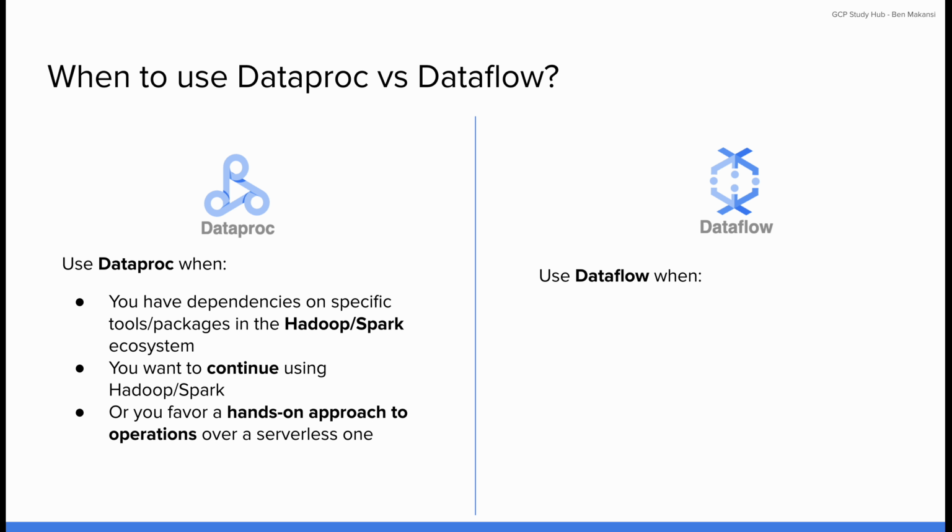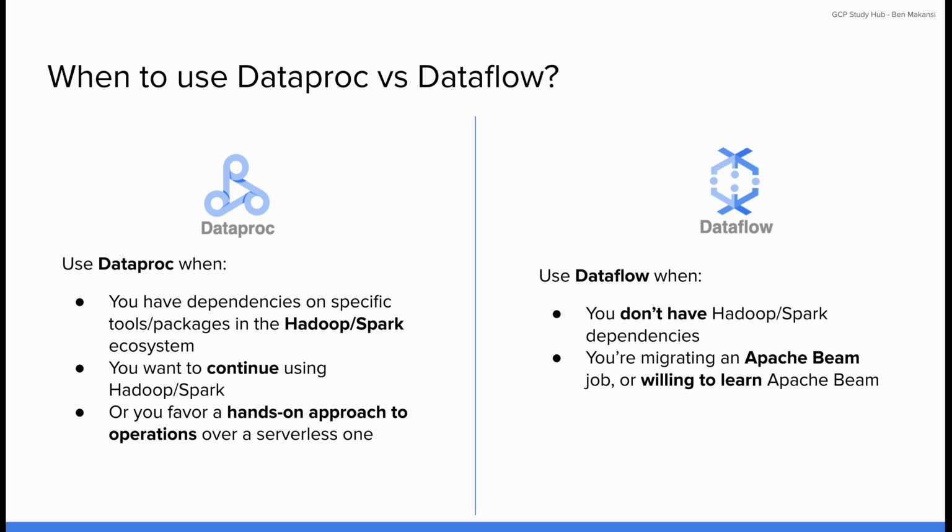Now let's look at Dataflow. When you use Dataflow, you don't have dependencies on Hadoop or Spark. So maybe your workloads are more cloud native and you don't need those specific tools. When you don't have these dependencies, that is typically a good opportunity to look at Dataflow. You should use Dataflow, especially when you are migrating an Apache Beam job, or you're willing to learn Beam to design your data pipelines, or if you want to just move toward a serverless hands-off approach to operations where GCP handles all of the provisioning, scaling, and management for you.